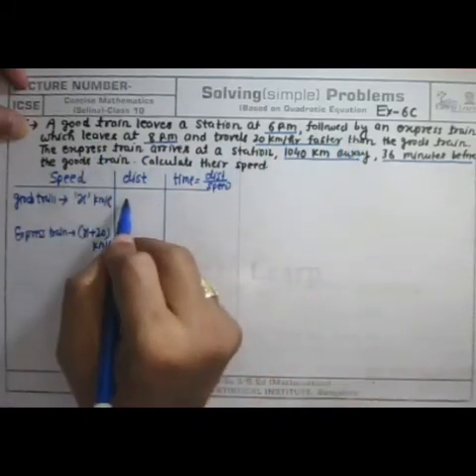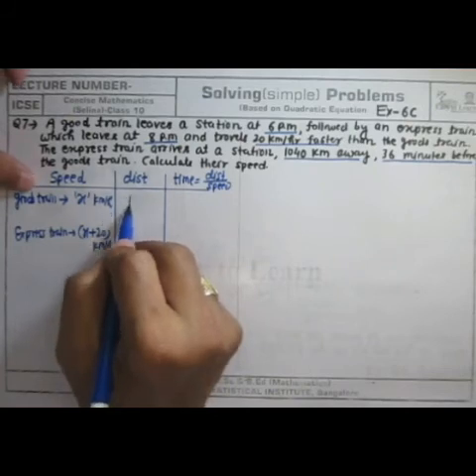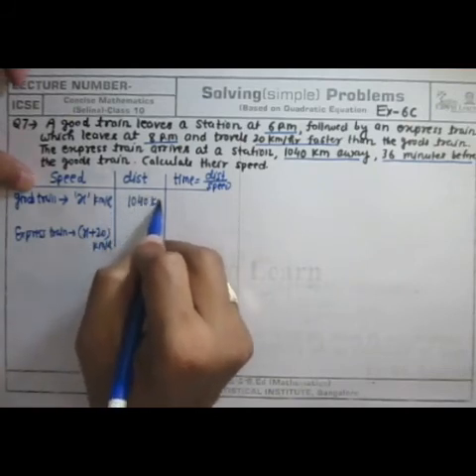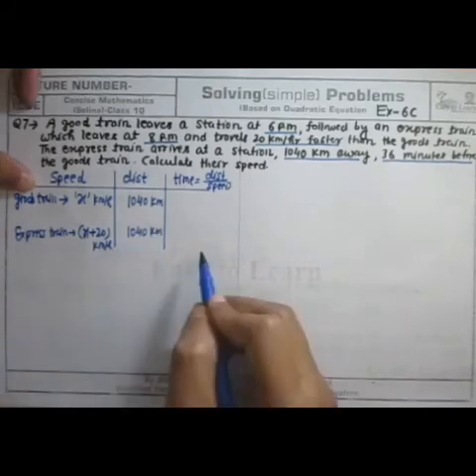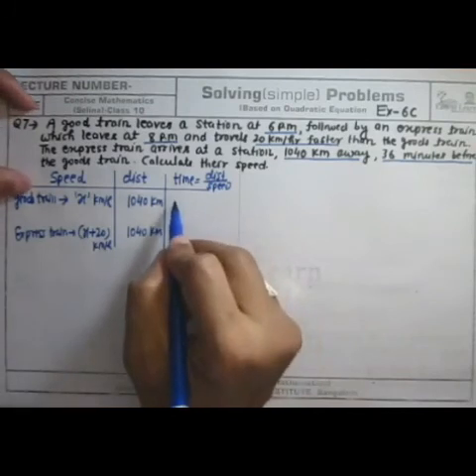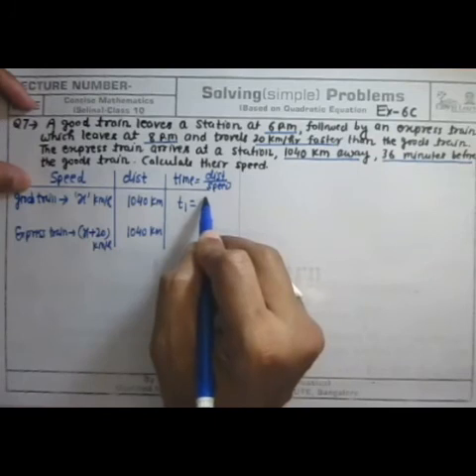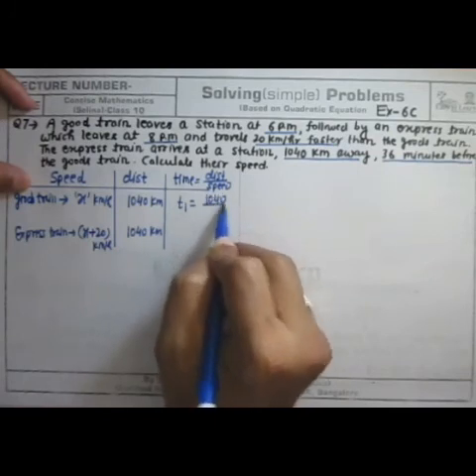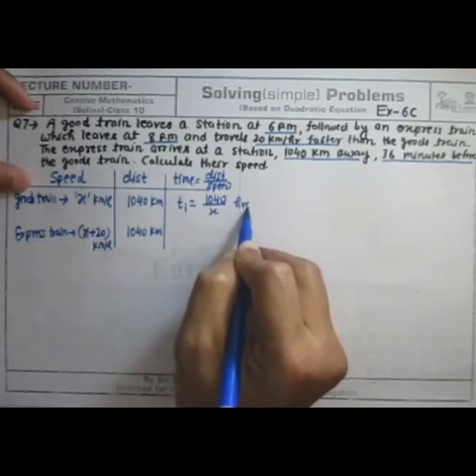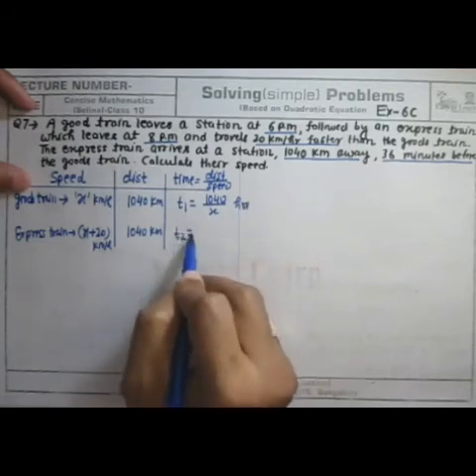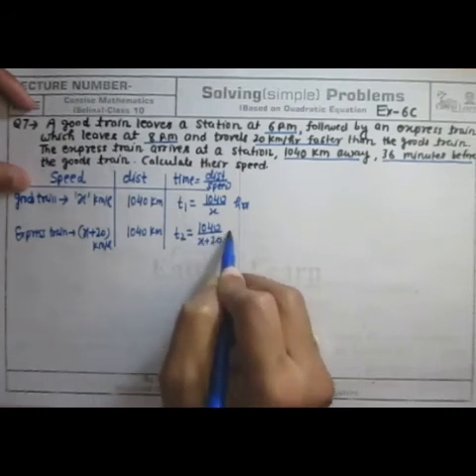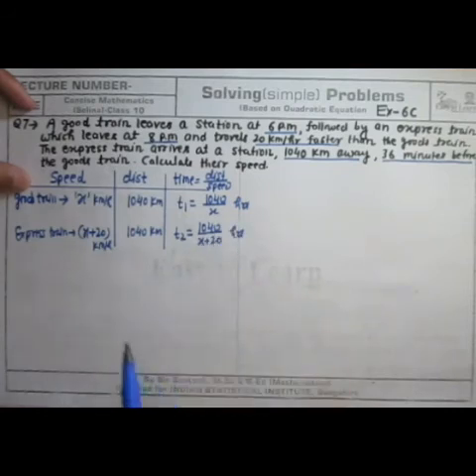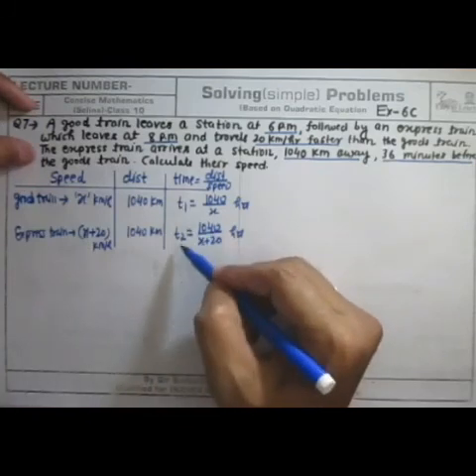Now the distance covered by this goods train is 1040 kilometer, and this is also 1040 kilometer. So what is the time taken by the goods train? It is equal to 1040 divided by x, and the unit will be hours. Here the time taken by the express train is 1040 by x plus 20 hours. Now what is the difference between these two times?